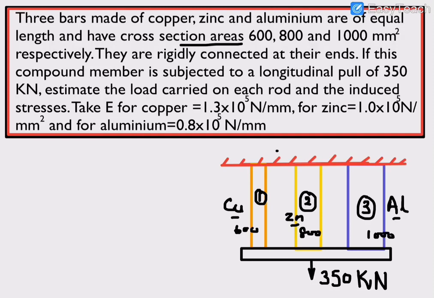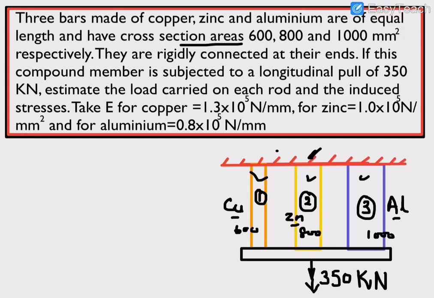In the topmost position this is the fixed end, and the system is subjected to a longitudinal pull of 350 kilonewton. This is a longitudinal pull in the downward direction acting on these three bars compositely. Estimate the load carried by each rod. We have to find the load acting on each rod, like on this first rod, on this rod and this rod.